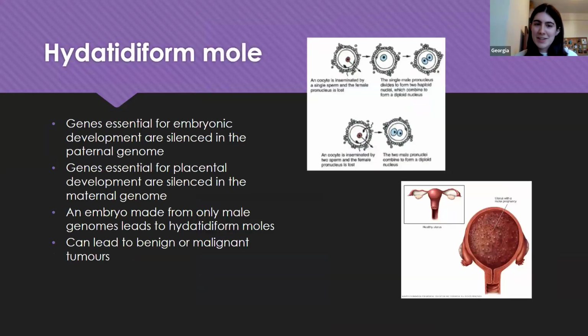Now, the process of fertilization can go wrong sometimes, and one of the ways is through the formation of this type of mole. This is linked to something called genomic imprinting and pronuclear non-equivalence, which basically means the genes essential for embryonic development are silenced in the paternal genome, and the genes essential for placental development are silenced in the maternal genome. So if an embryo is derived from only paternal genomes due to loss of the female pronucleus, then only placental tissue will develop. This leads to high levels of HCG, and this can produce either benign or malignant tumors in the mother.